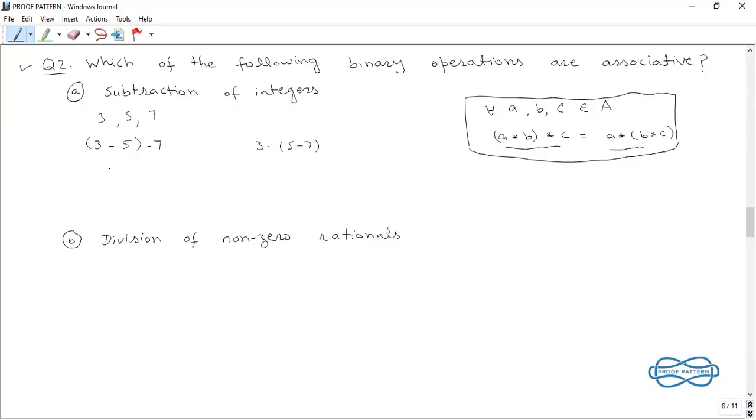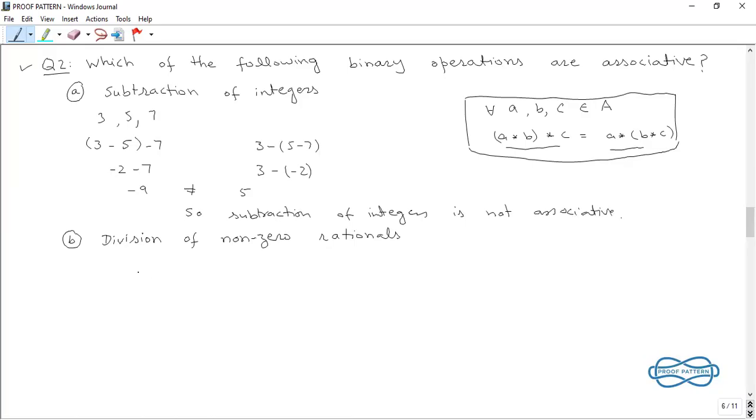If we solve this, this is equal to minus 2. If we solve the bracket, 3 minus 5 is minus 2, and minus 7. And here 3 minus (5 minus 7), that is 3 minus minus 2, and this is minus 9, and this is 5. And of course, these are not equal. So the conclusion is the subtraction of integers is not associative.